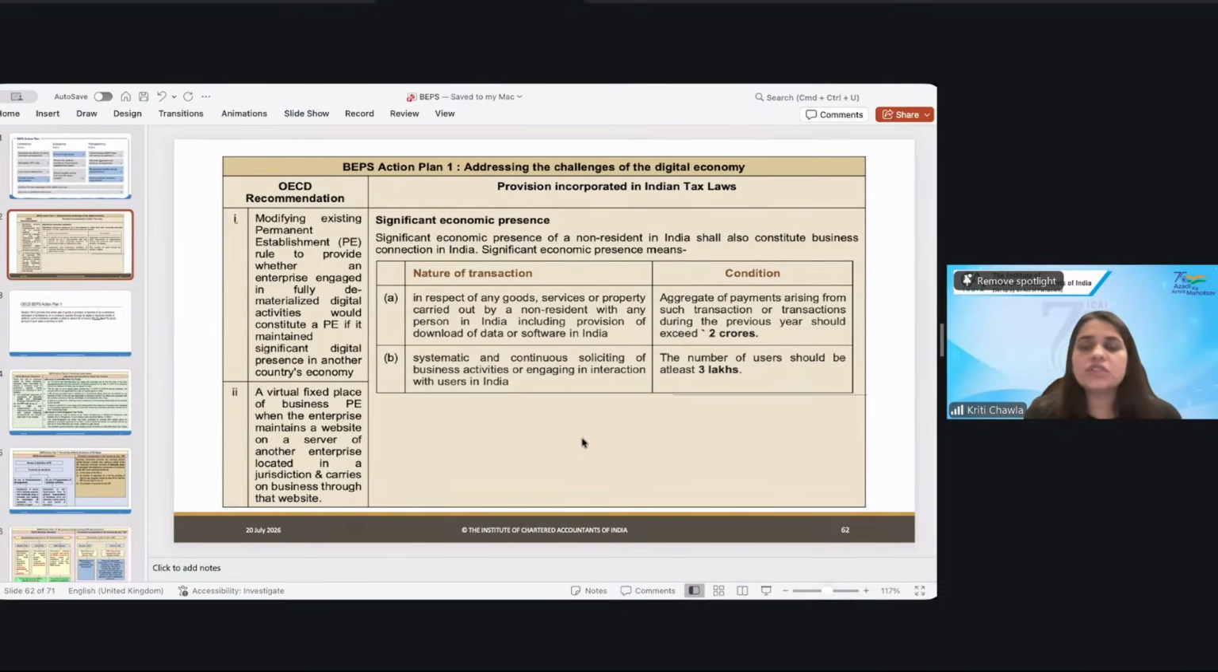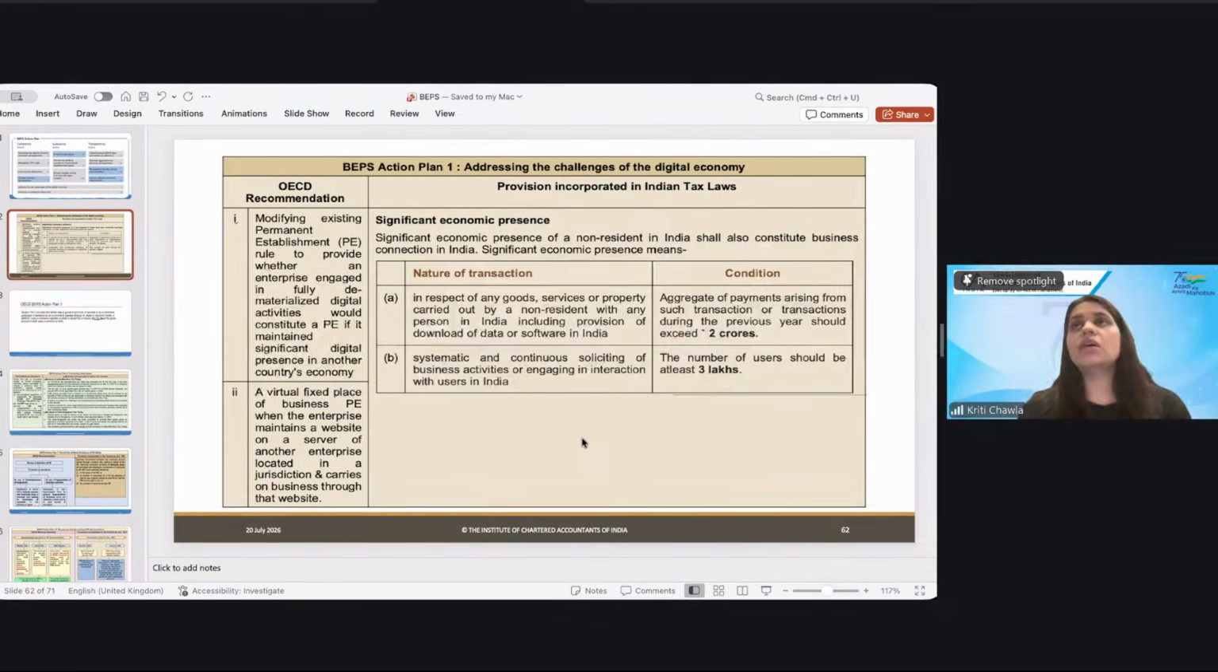But then, for the purposes of addressing the tax challenges of the digital economy, for the purposes of Action Plan One, they came up with some recommendations. They said that you should modify the existing permanent establishment rule to provide that whenever they have a digital activity, that can also constitute a permanent establishment in the source state. And then they said that a virtual fixed place permanent establishment, when the enterprise maintains a website or a server in another jurisdiction through which the business is actually being carried on. So that is what was recommended by the OECD.